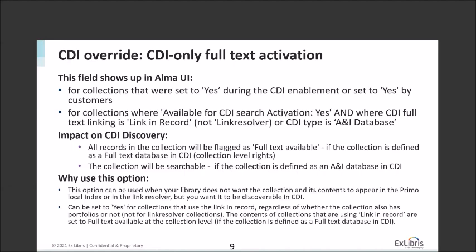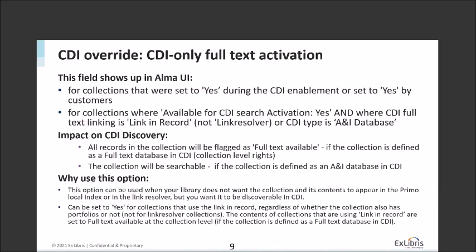Why do we not allow this field to be used for link resolver type of collections? This is because if you would activate a collection not in Alma, but only for CDI, using the CDI only full text activation, and the linking goes by the link resolver, then when you actually get to the record and you try to link, Alma will not have an active portfolio to link, so the link will fail. So this is why you can only use this setting for either ANI databases where you don't need to provide a full text link, or for linking records type of linking where Alma or SFX are out of the question and do not need any activation.